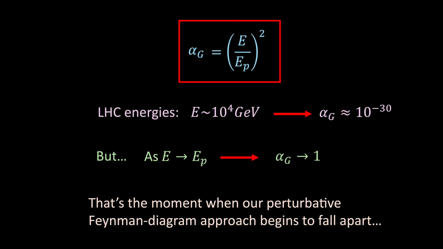That's the moment when our perturbative Feynman diagram approach, the very framework that makes QED so powerful, begins to fall apart. This doesn't mean physics itself fails at the Planck scale, only that this particular perturbative method stops being the right tool. To see this, let's translate this into a diagram expansion for gravity in exactly the same spirit as we did for QED.